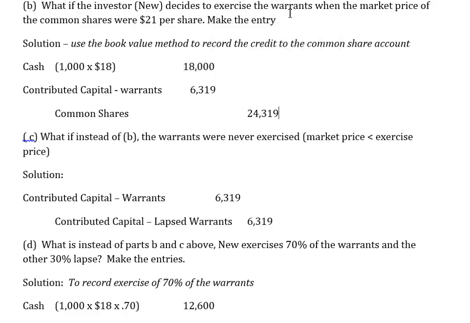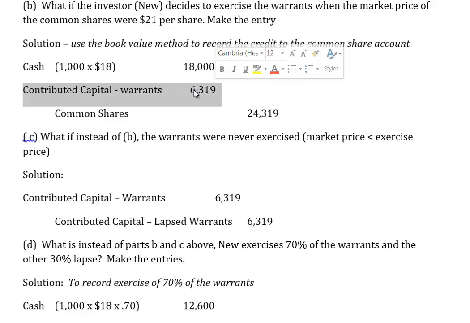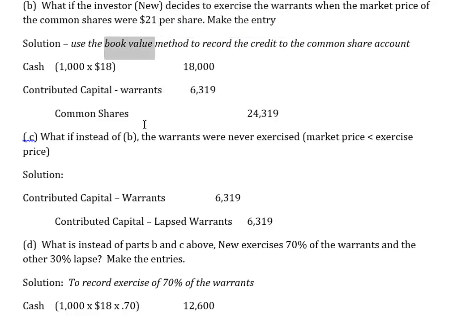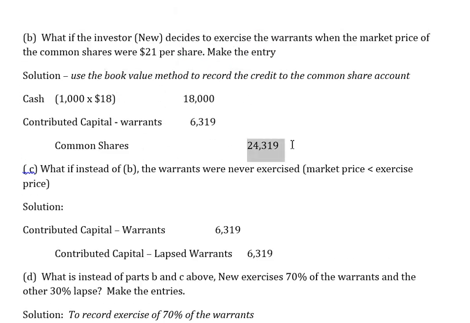We're using up all of our warrants. So we're going to debit the contributed capital on the warrants for what we set it up at, $63.19. And using the book value method, as we said here, we're going to issue our common shares at $24,319.